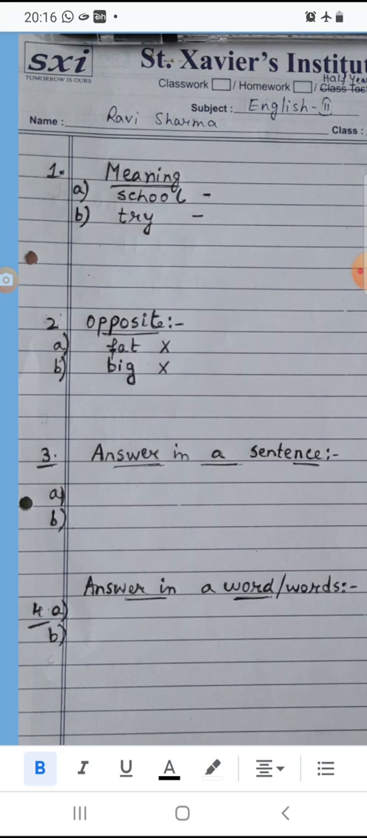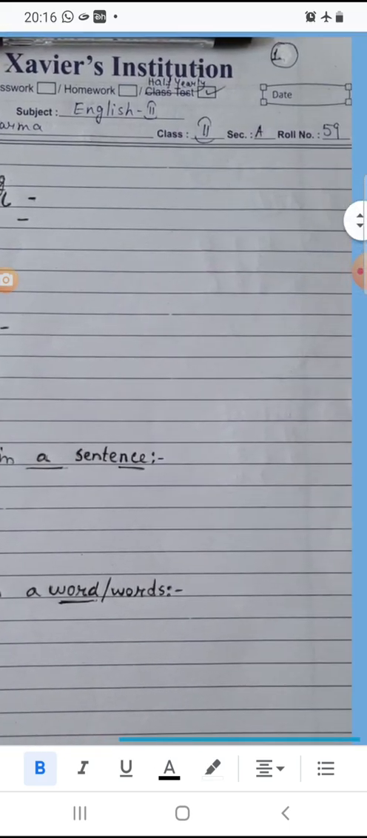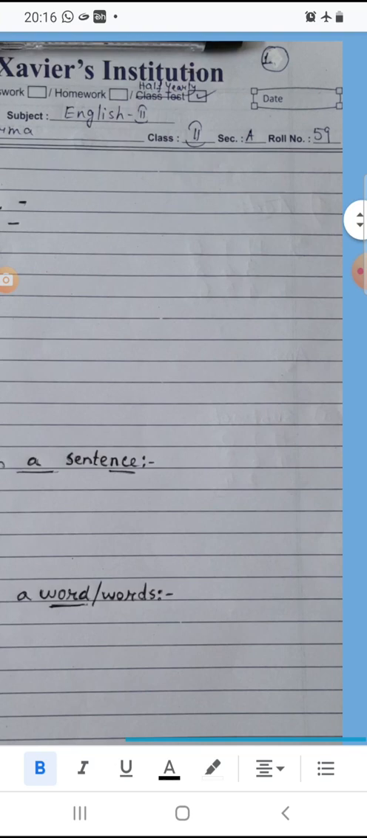Please underline the words of fill in the blanks. Make sure that your handwriting or your writing does not cross the line which you will draw on the right hand side of the page. Please make sure that your handwriting does not cross the line which is on the right hand side of the page.